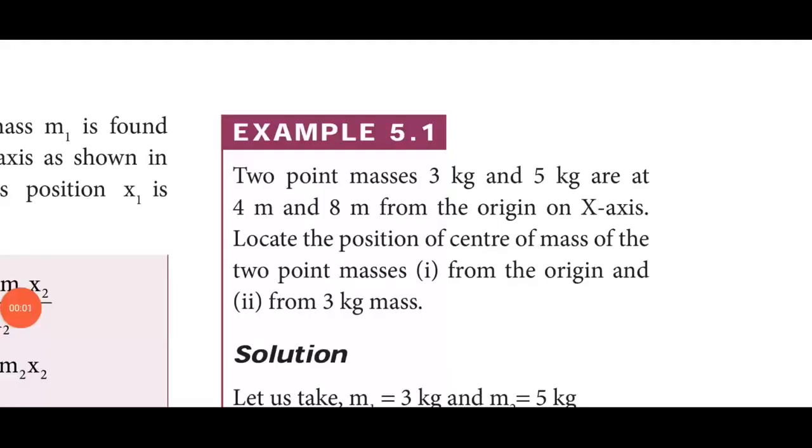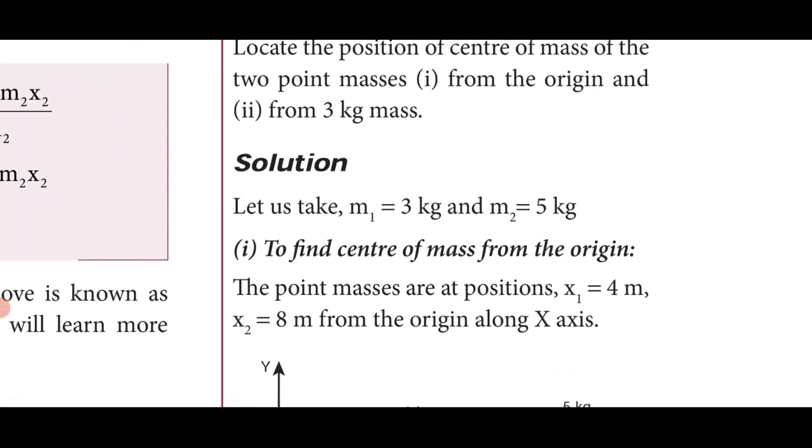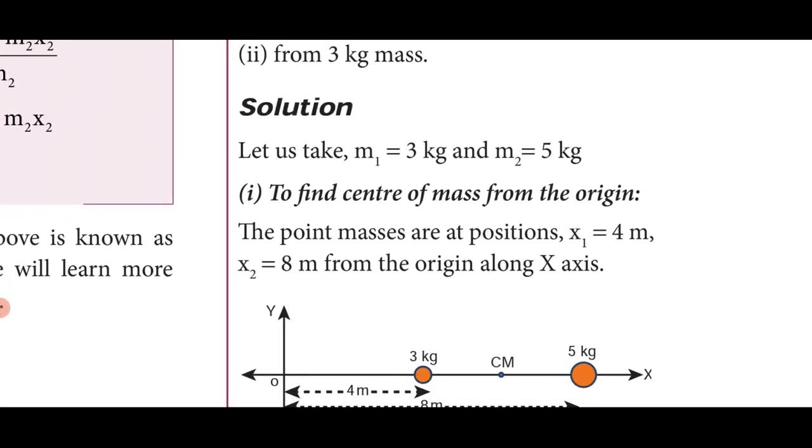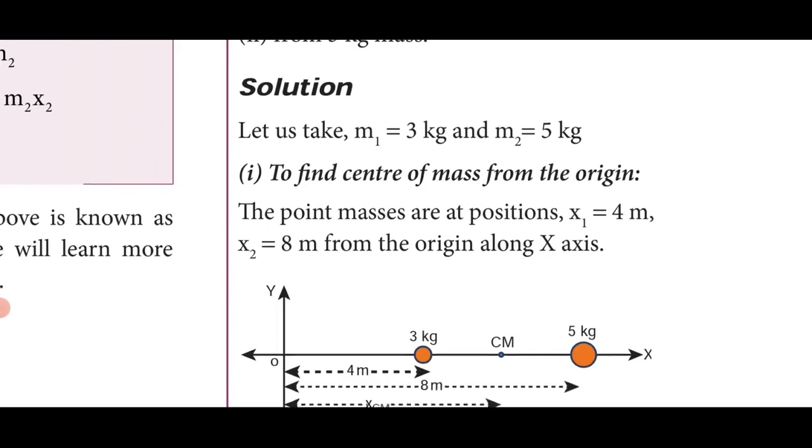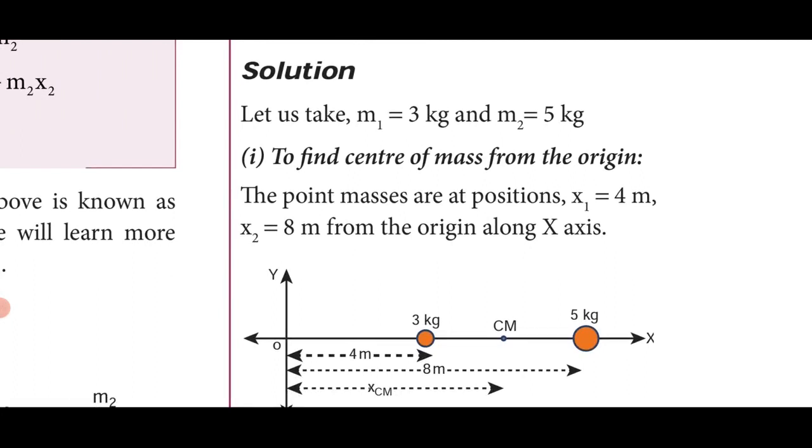Related to this topic, we have one problem, that is example 5.1. Two point masses, 3 kg and 5 kg, are at 4 meter and 8 meter from the origin on the x-axis. Locate the position of the center of mass of the two point masses from the origin and also from the 3 kg mass. For the solution, let us take m1 equal to 3 kg and m2 equal to 5 kg. To find the center of mass from the origin, the point masses are at the positions x1 equal to 4 meter and x2 equal to 8 meter from the origin along the x-axis.